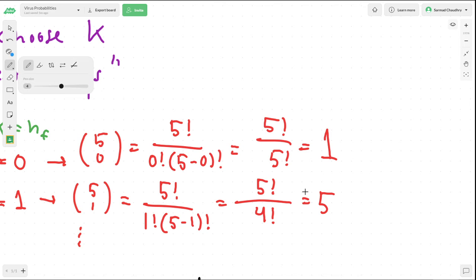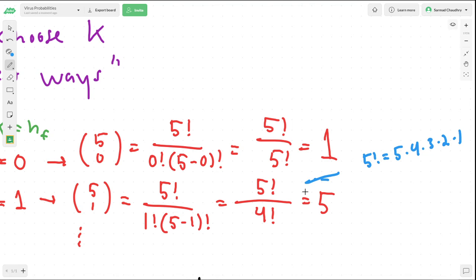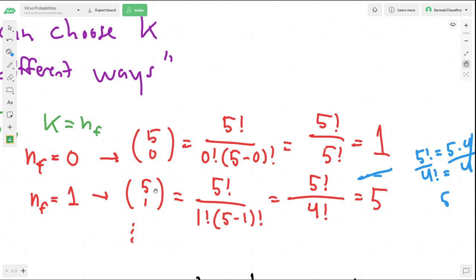The cheat here is that 5 factorial is equal to 5 times 4 times 3 times 2 times 1. And 4 factorial in the denominator is equal to 4 times 3 times 2 times 1. And so if you divided these two numbers, you notice that all these pairs would cancel out. And so it's just equal to 5. So that's just the shortcut. You don't have to compute all the numbers. Anyway, this thing right here says that if you have 5 people and you have to choose the number of ways that one of them would die, there's 5 different ways to do that.